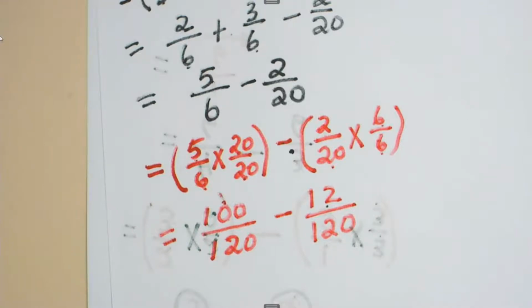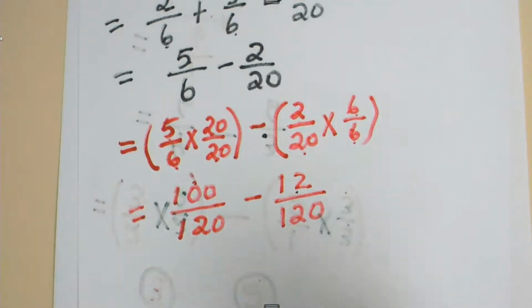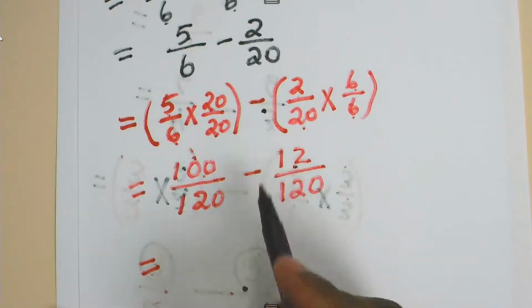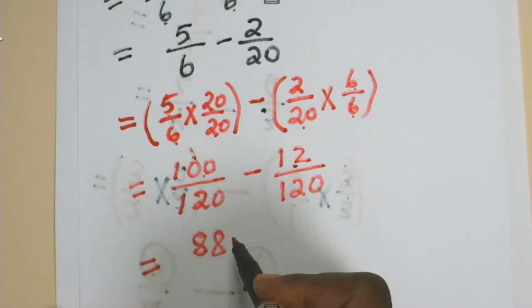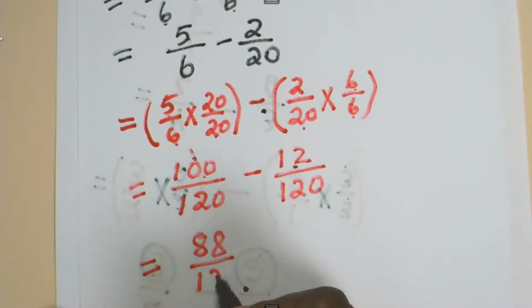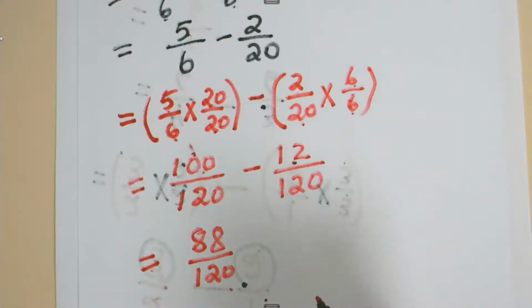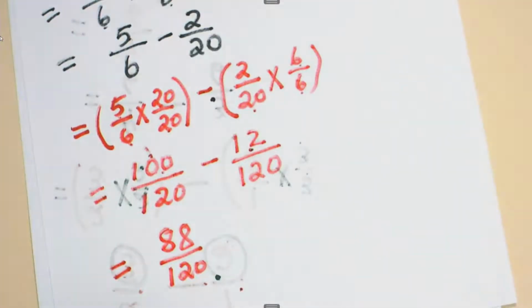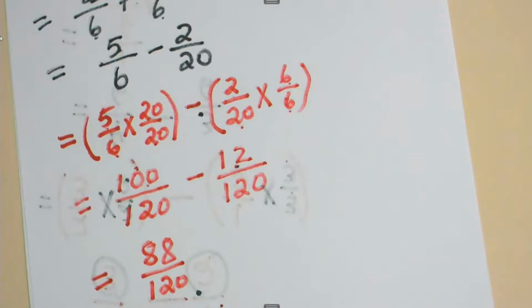Now our denominators are the same, as we can see there. Now we can subtract our numerators. So we begin 100 minus 12. This gives us 88 out of 120. Now we see that this fraction can be simplified. Now we can simplify this type of fraction.